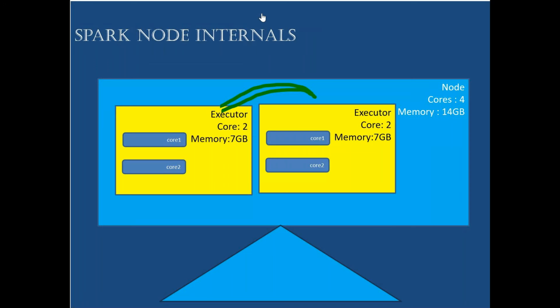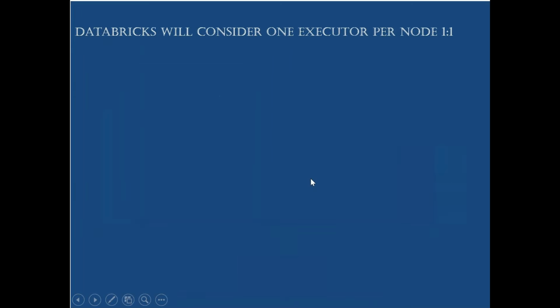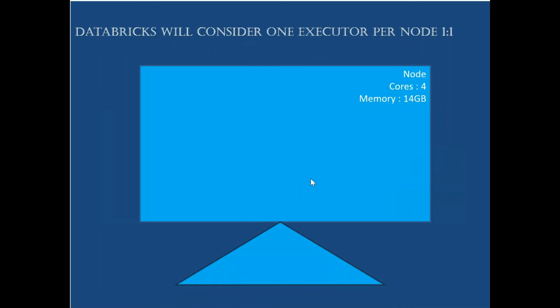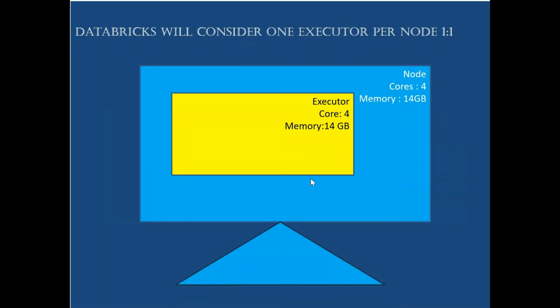You can split and divide into multiple executors. But if you look at the next slide, Databricks will consider 1 executor per node. It is a 1-to-1 ratio, meaning for each node only 1 executor. I am talking especially about Databricks. Databricks will not create multiple executors; for each computer only 1 executor it will consider.